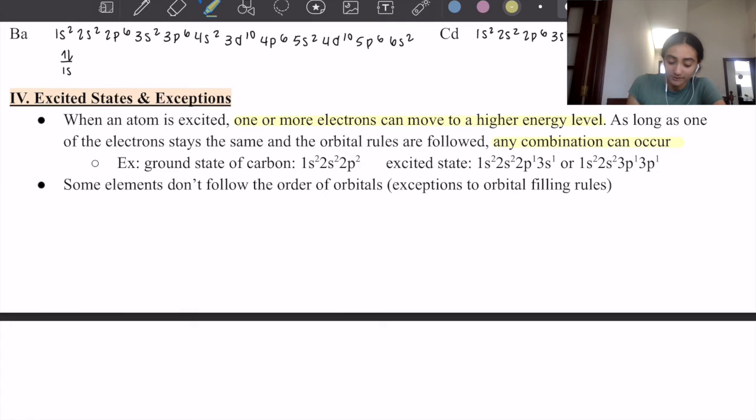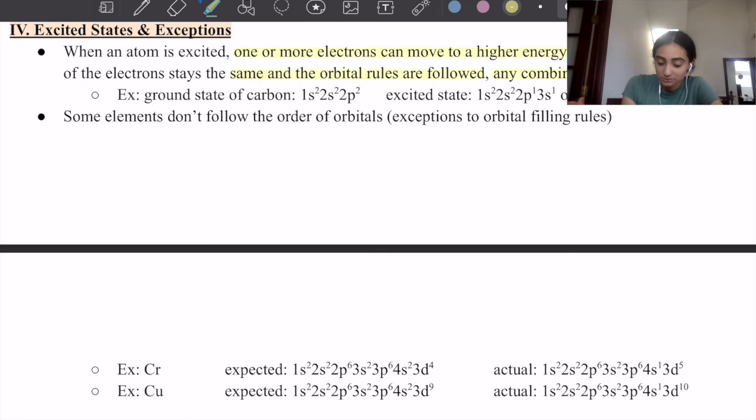So for example, we have carbon. Normally, the ground state has an electron configuration of 1s2, 2s2, 2p2. However, in an excited state, the second electron from the 2p orbital can jump to 3s, and we can have 1s2, 2s2, 2p1, 3s1. As you can see, the 2p electron, the second one, moved up to the 3s orbital, and that is allowed because it's following orbital rules.